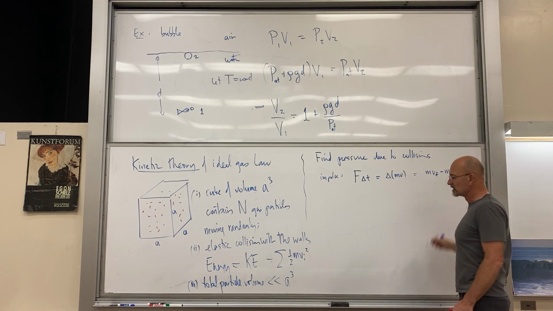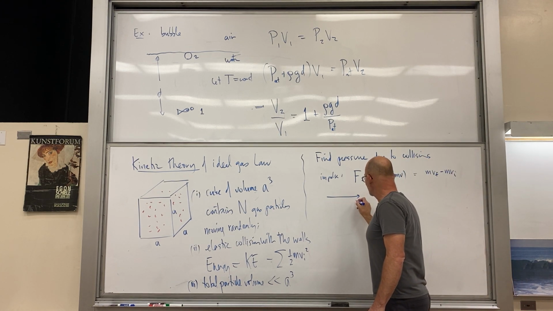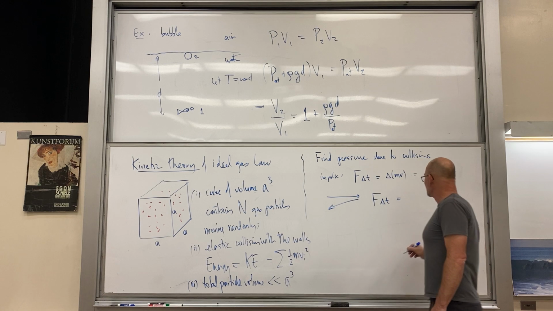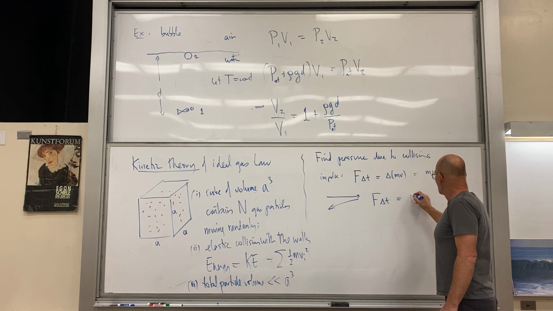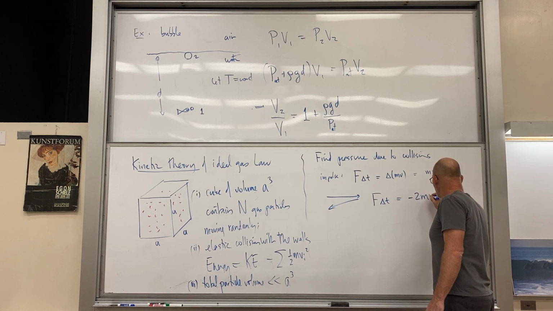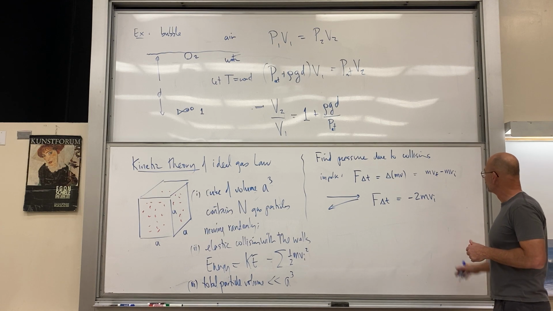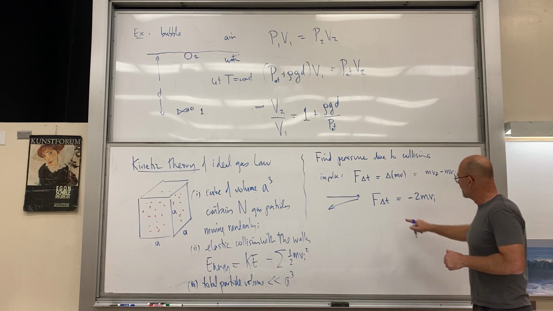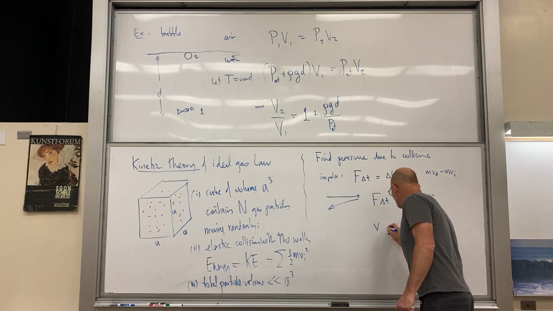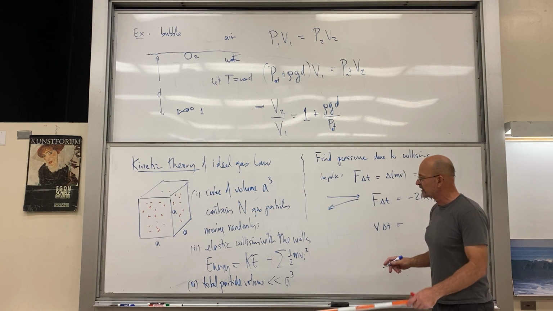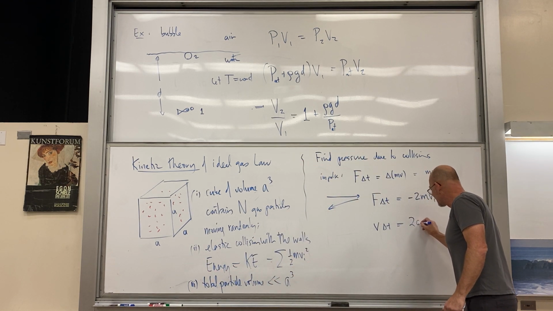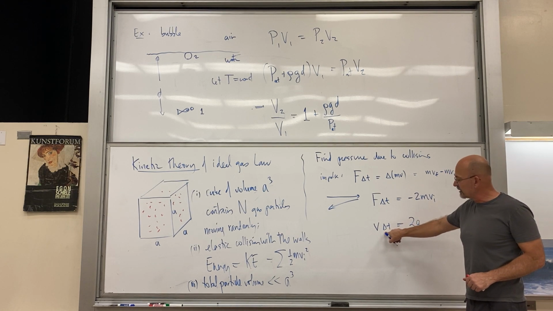But if it's an elastic collision where a particle just bounces and comes right back, then F delta t is equal to mv final minus mv initial, so that's minus 2 mv initial because it's just bouncing back. And v delta t is the time it takes to go and return. So v delta t is equal to 2 times A, speed times time is distance, 2A.